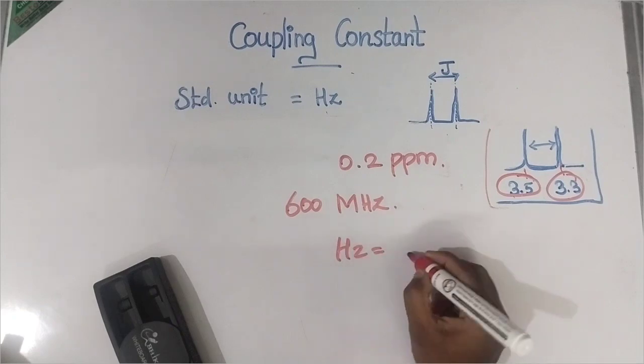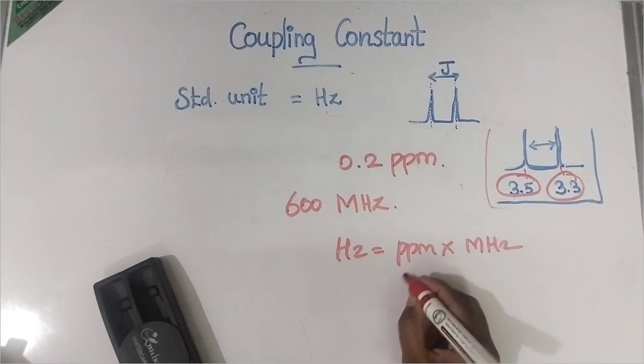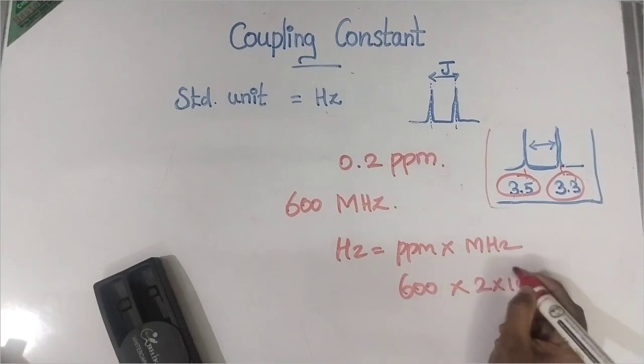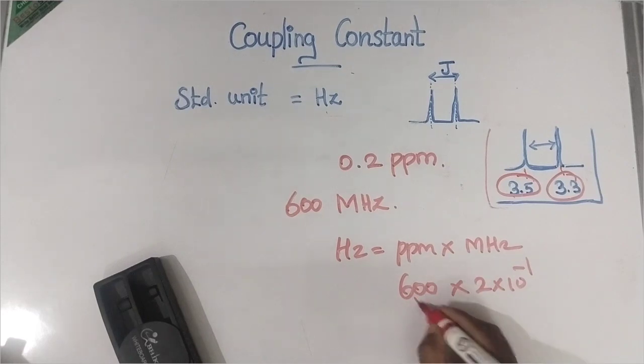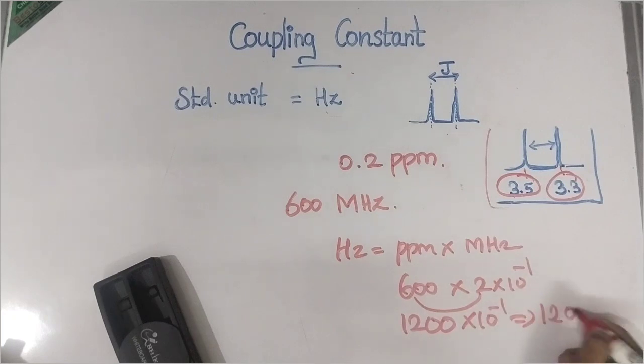Hertz is equal to the value in ppm into megahertz, right? So 600 into 2 into 10 power minus 1, right? So 600 into 2, it is 1200 into 10 power minus 1, which is equal to 120 hertz. 120 hertz is the value. This is the coupling constant. This is how you have to find out the coupling constant.